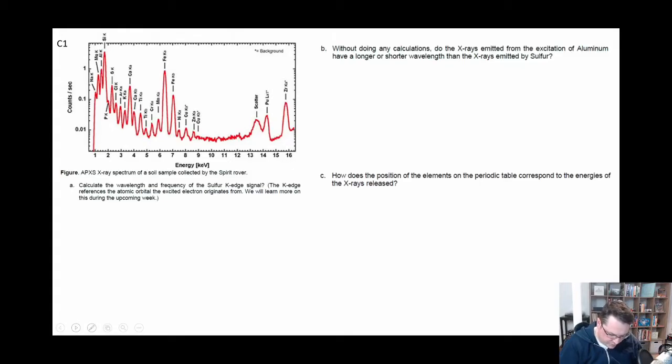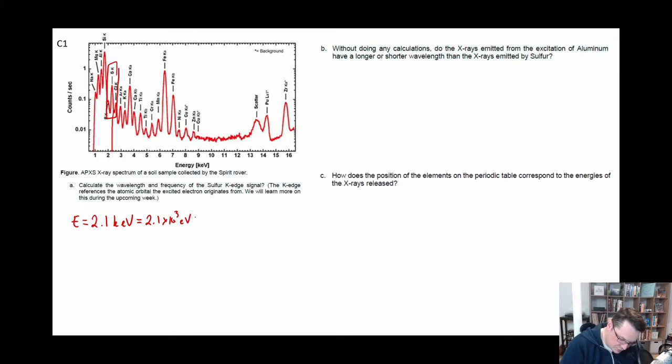Next problem. So C1, it says here, calculate the wavelength and frequency of the sulfur K-edge signal. If we're looking at the spectrum collected by the Spirit rover, that's an APXS X-ray spectrometer, we can see right here that the sulfur K edge is located at about 2.1 kilo electron volts. So the energy in this case is 2.1 kilo electron volts, which is equal to 2.1 times 10 to the third electron volts.